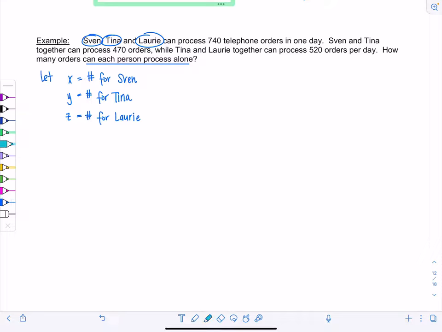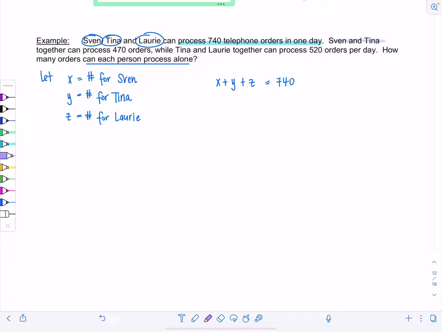Look right here. They can process 740 telephone orders in one day. That's all three of them. Think back, we did something super similar. All three of them together equals 740. So our first equation is going to have X plus Y plus Z equals 740. Okay, not so bad.